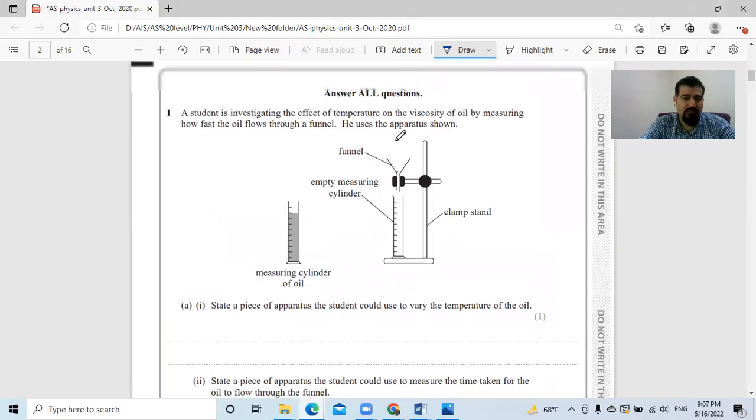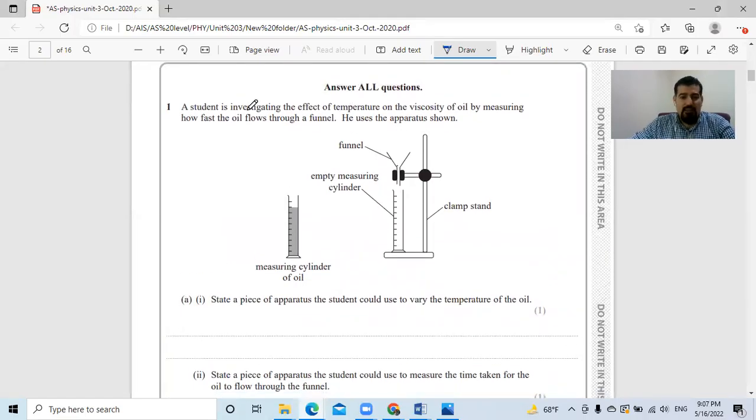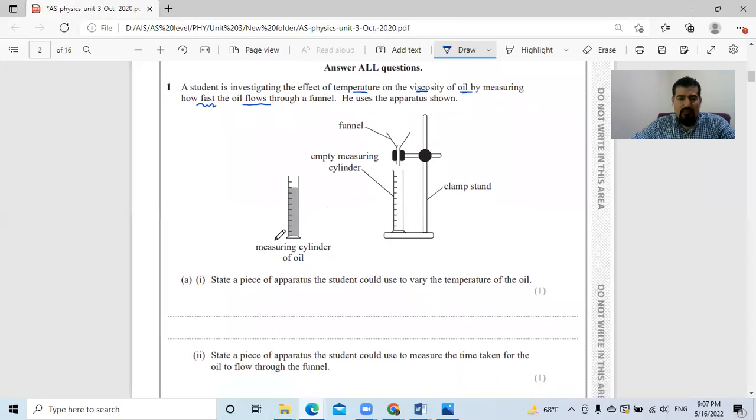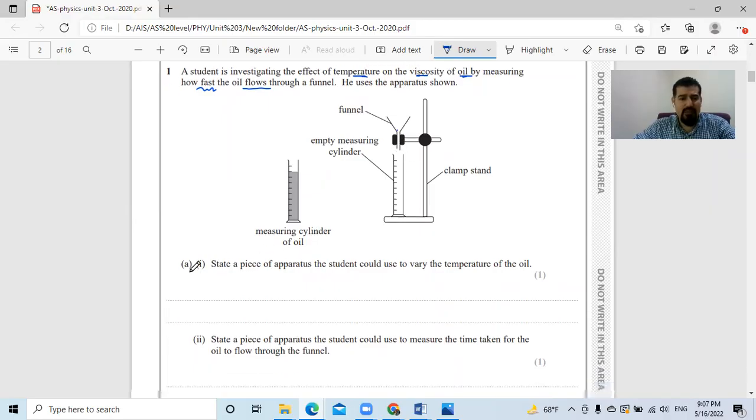First question, what do we have here? A student investigated the effect of temperature on the viscosity of oil, by measuring how fast the oil flows through a funnel. He used the apparatus as shown. This is the measuring cylinder of oil. We have an empty measuring cylinder, we have a funnel, and we pour the oil inside the funnel and it passes through here.